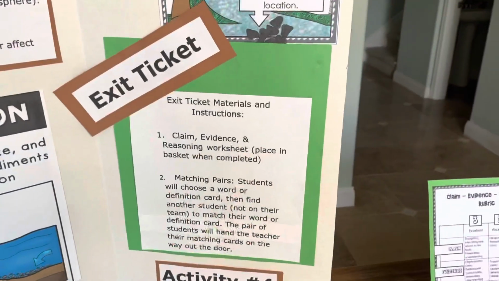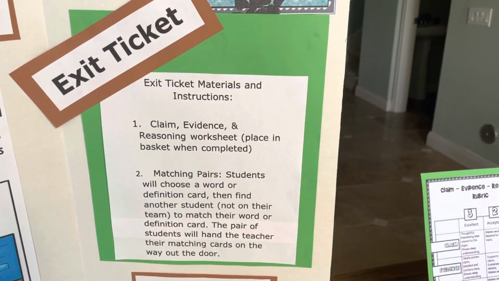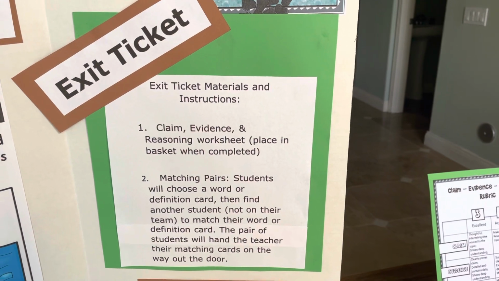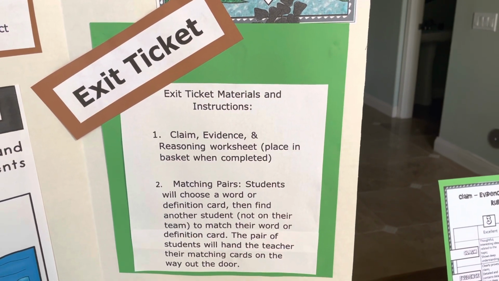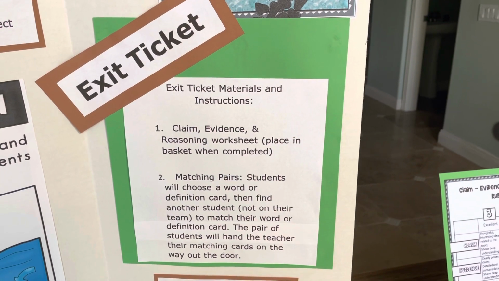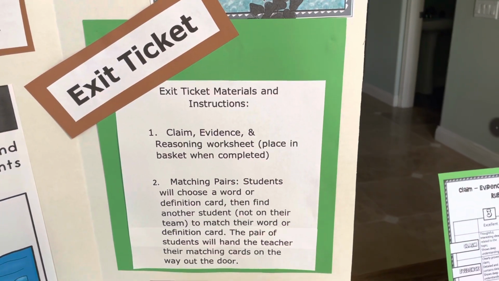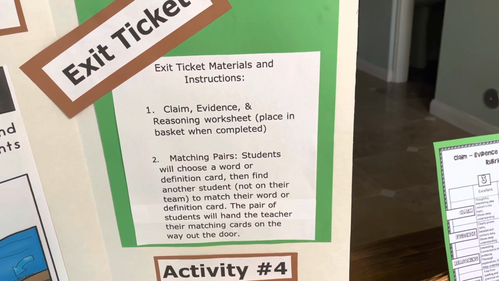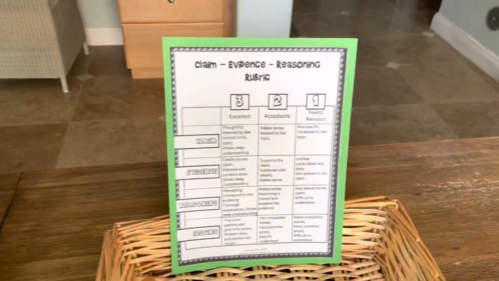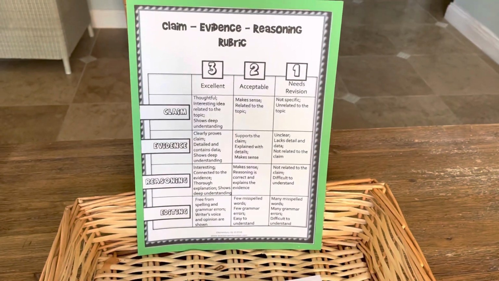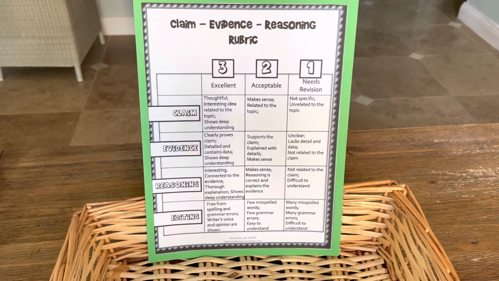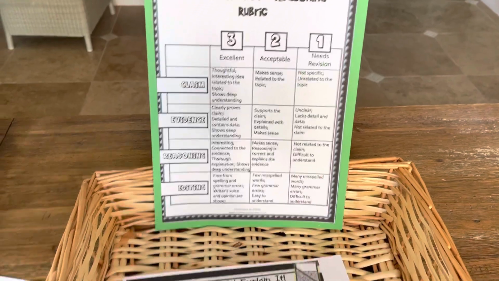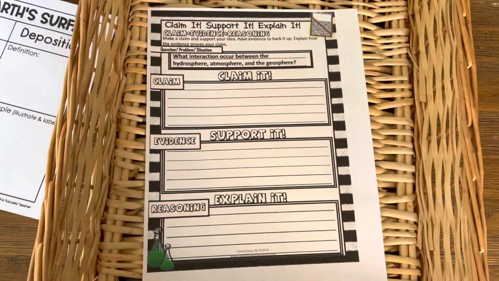For the exit tickets, there are 2. The first exit ticket materials needed is the claim, evidence, and reasoning worksheet, which they will place in the basket when completed. There is a rubric for this worksheet included on the basket, so students know how to show their best work, what is expected of them, and here is the worksheet.